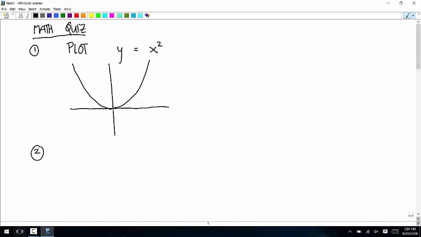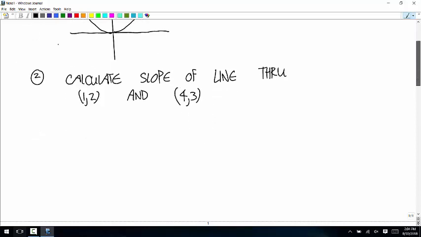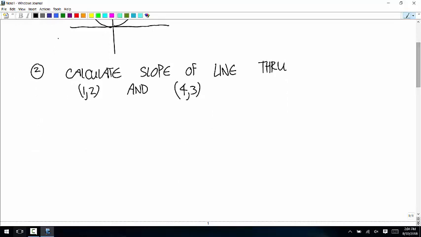The second one is to calculate the slope of the line that goes through the two points (1, 2), that's one set of coordinates, and the coordinates (4, 3). So I'm going to plot these two points out so you can see what we're talking about. 1, 2, 3, 4, 1, 2, 3, 4.